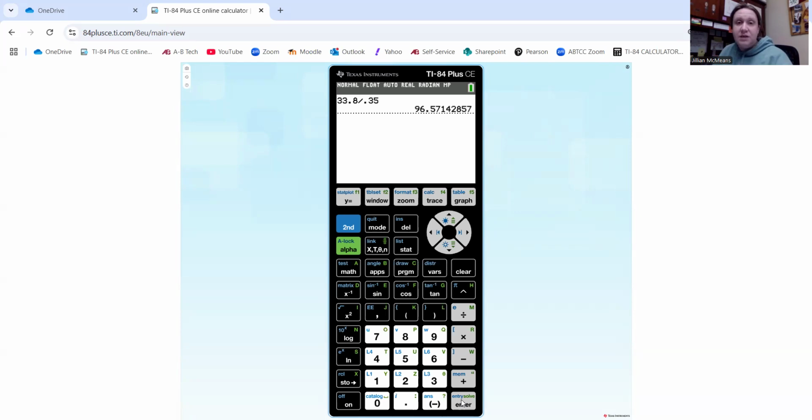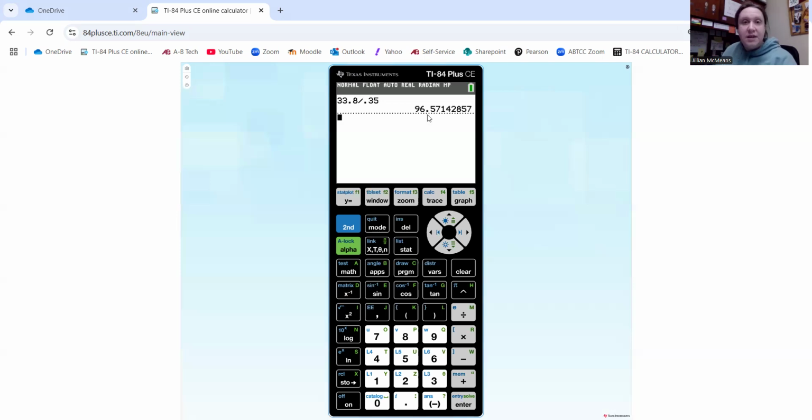So we have 96.5714 blah, blah, blah. Well, we're really interested in that 7. That 7 is what we're either rounding up or down. So we have 0.57. We look one digit to the right of that, which is a 1. That 1 is less than 5, so it tells me to round down, which means the 7 stays alone, and then everything after that, you just chop it off.